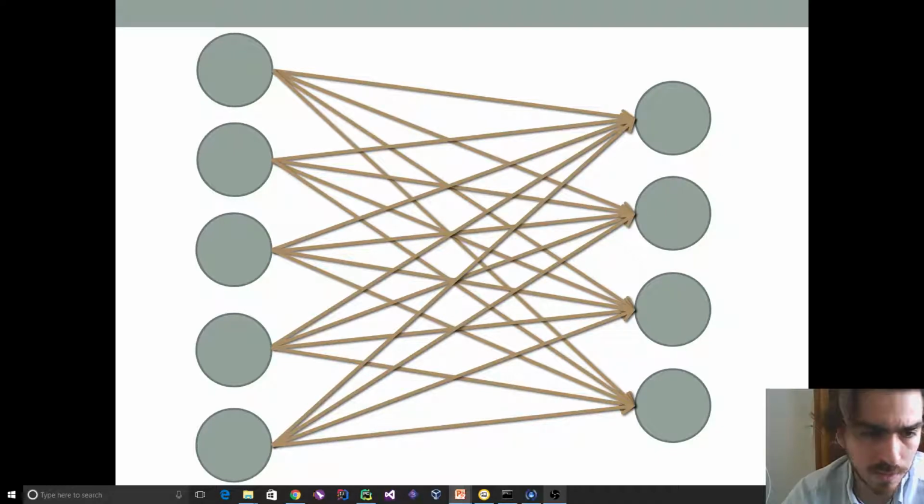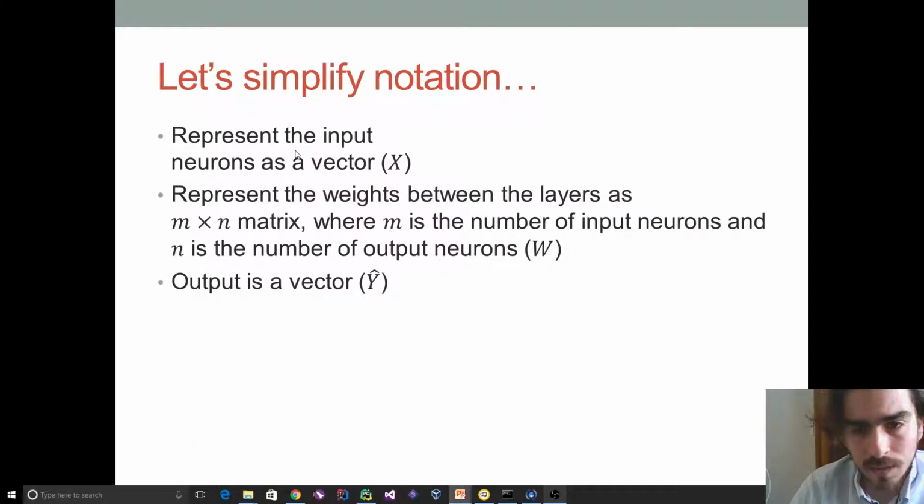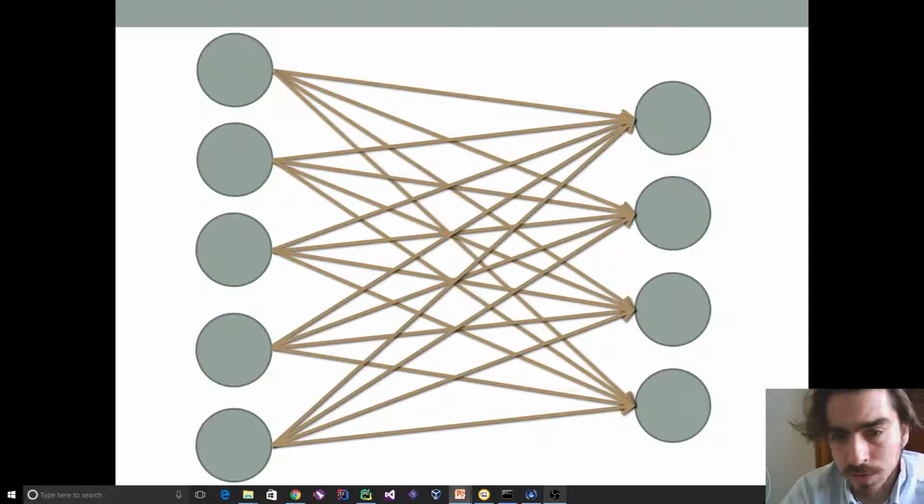So on the left here, all of these values could be stored in a vector. And the weights in between the layers can be represented as an m by n matrix, where m is the number of neurons in the input layer, and n is the number of neurons in the output layer. That's assuming that this is our full network, okay? Let's say that there were multiple hidden layers after this, with an output layer somewhere down the road.